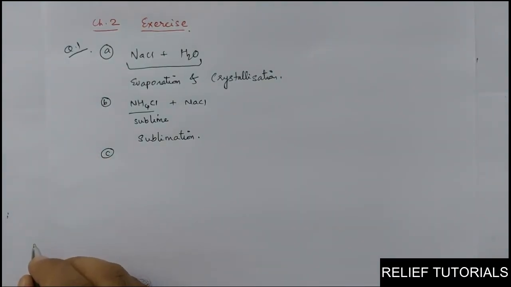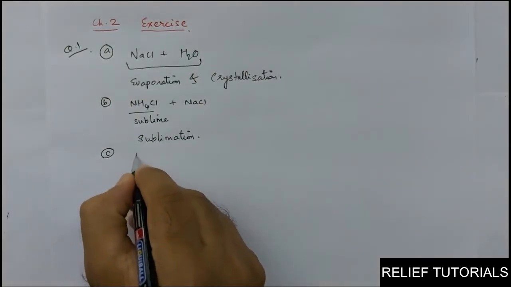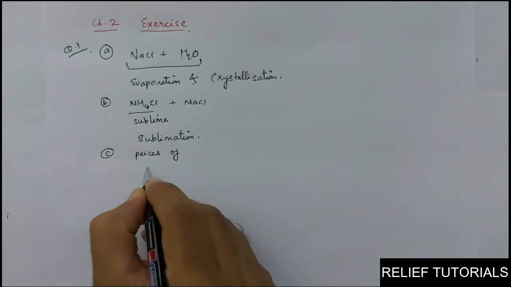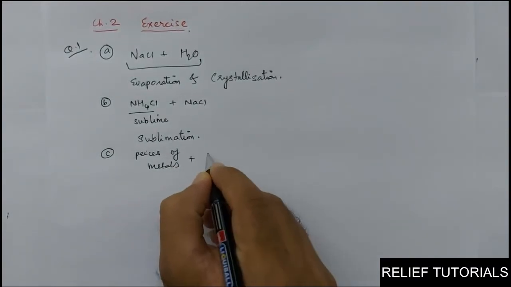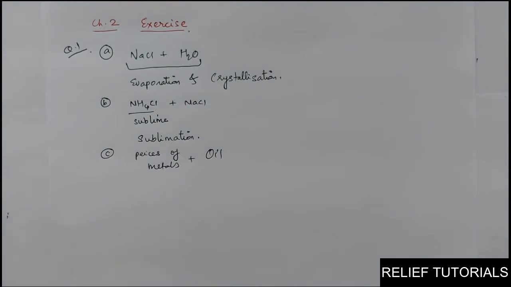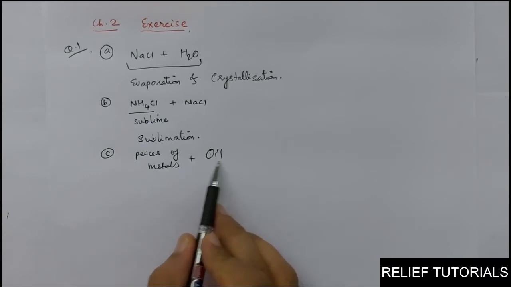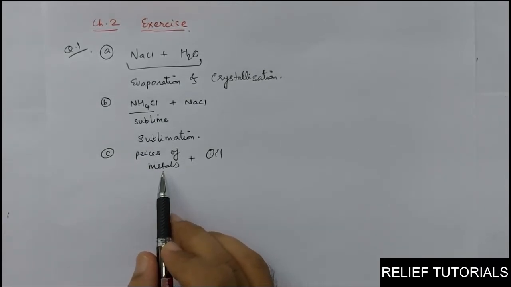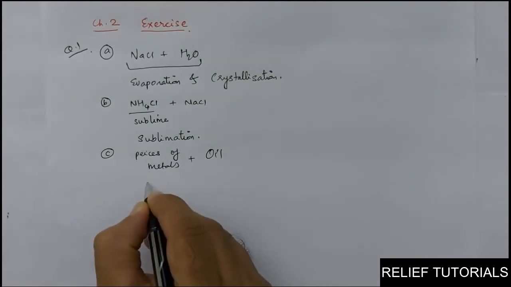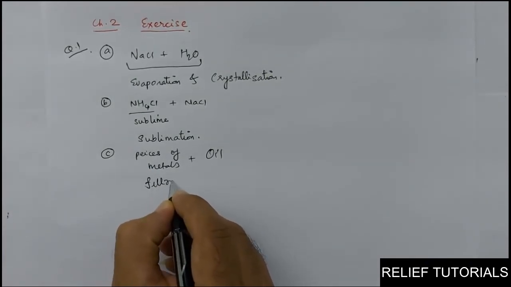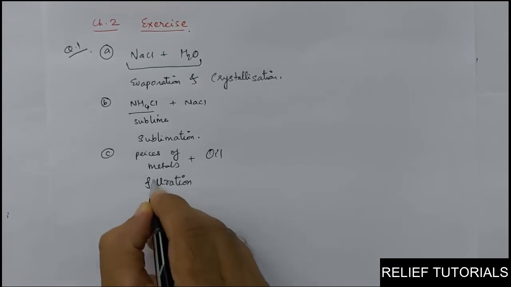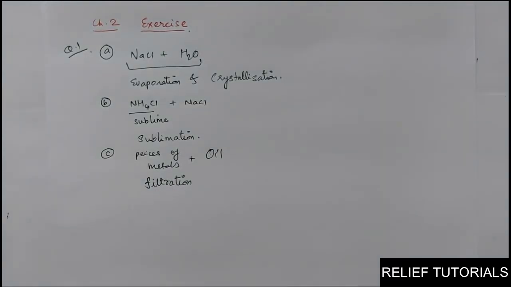C: small pieces of metal in the engine oil of a car. Obviously, oil is in a liquid state and pieces of metal are in a solid state. So this can be separated easily by filtration, because pieces of metal are solid in state, they can be easily separated by the filtration process.